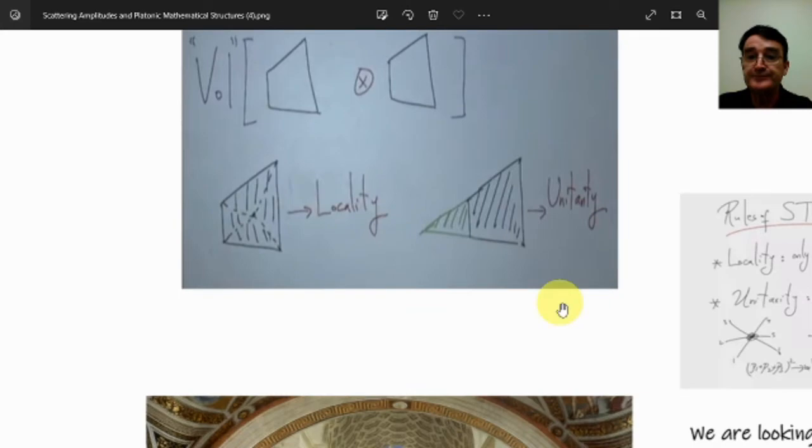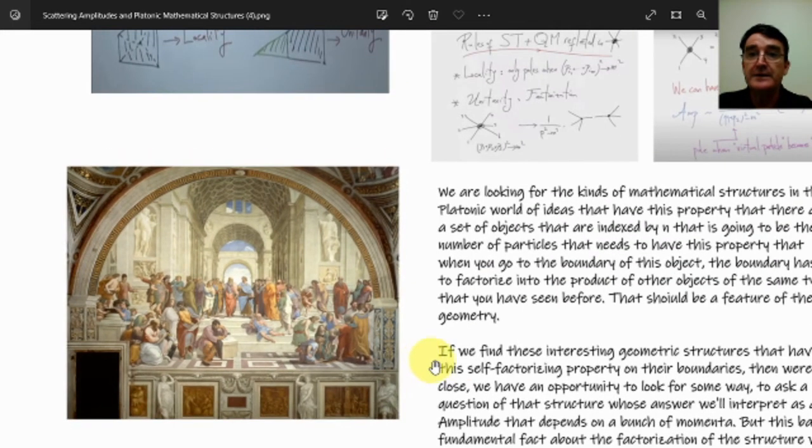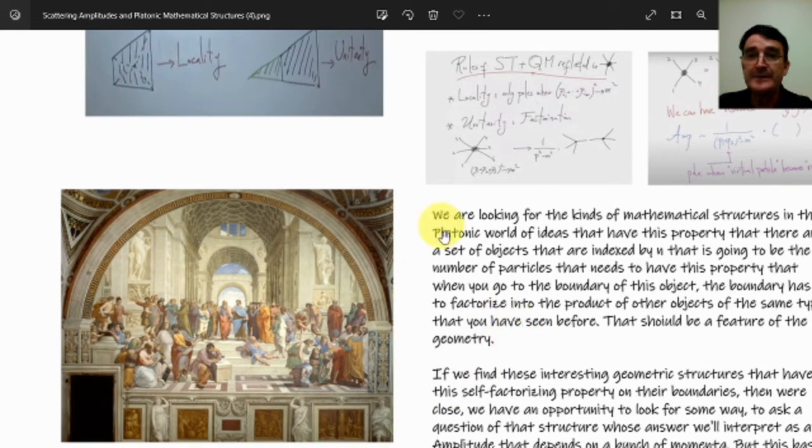Okay, so then he goes on to say, this is Plato's world here, the School of Athens, and he says, we are looking for the kinds of mathematical structures in the Platonic world of ideas that have this property: there are a set of objects that are indexed by n, the number of particles, and when you go to the boundary of this object, it has to factorize into the product of other objects of the same type that you have seen before.